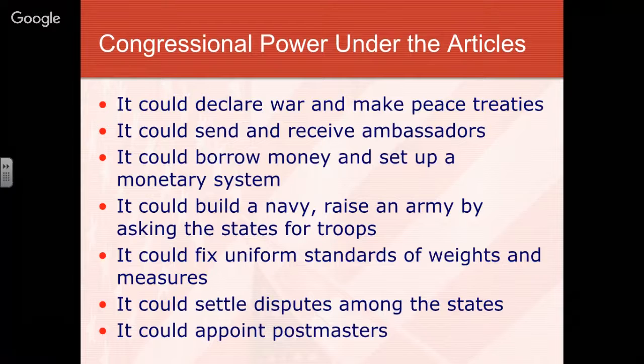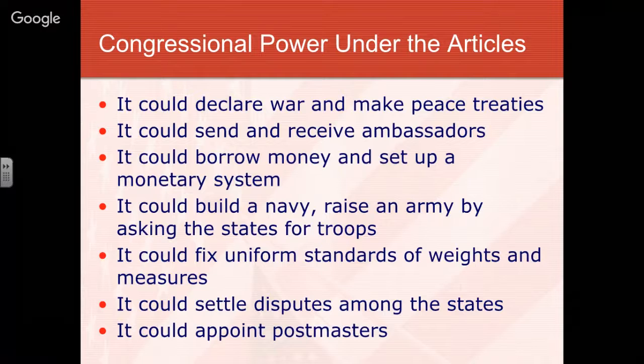Congressional power under the Articles was as follows. The Congress could declare war and make peace treaties. They could send and receive ambassadors to foreign nations. They could borrow money and set up a monetary system, build a navy, raise an army, but to do either, they had to ask the states for troops. And by the way, the states didn't have to give them.